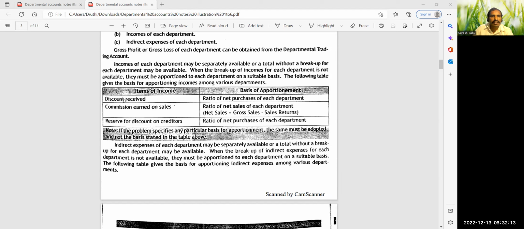So first one, see, discount received. The cursor movement you have to observe.